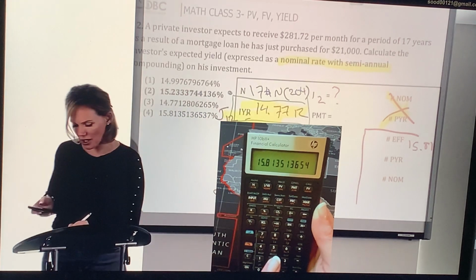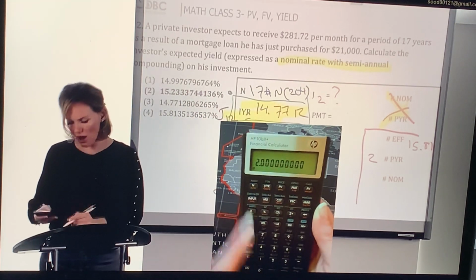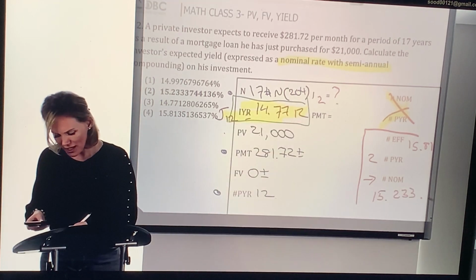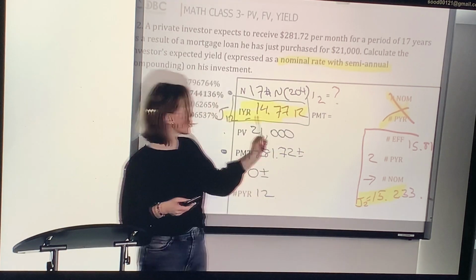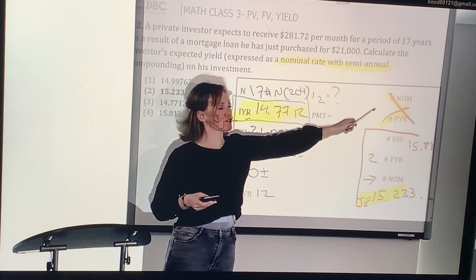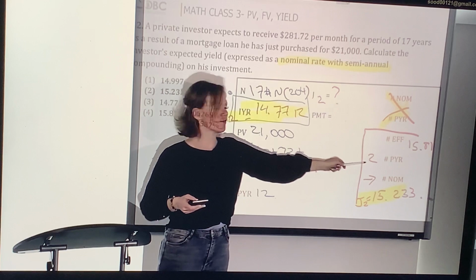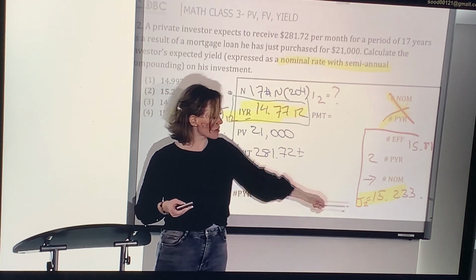So I'll do 2 shift PYR. Okay? So 2 shift PYR, shift NOM. And when I press shift NOM, it comes up as 15.233, blah, blah, blah. So that is a J2 equals. So you took your J12 and you converted. How do you convert it? You forget about the first two steps. We call it the Eppin formula. You press the effective to convert it to J1, and then you change the p-value to what they're looking for, which is 2, and then you press shift NOM, and it comes up to J2 equals 15.23.